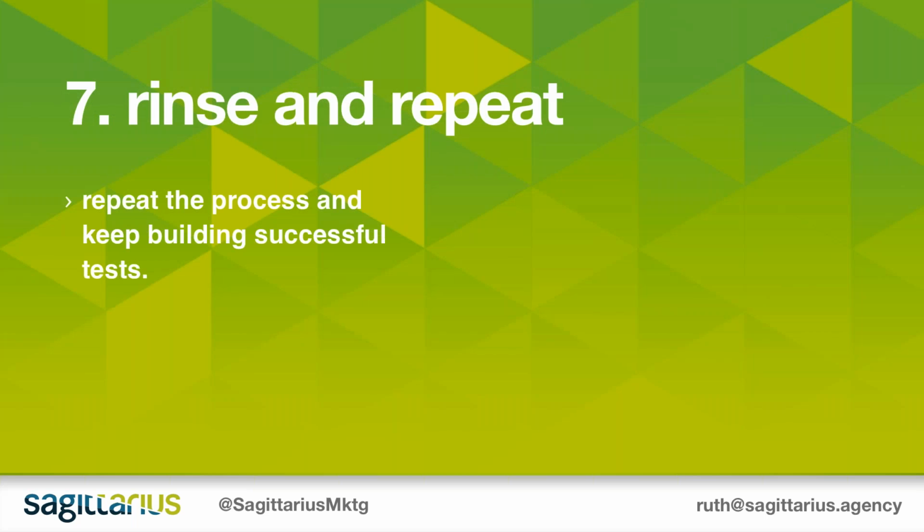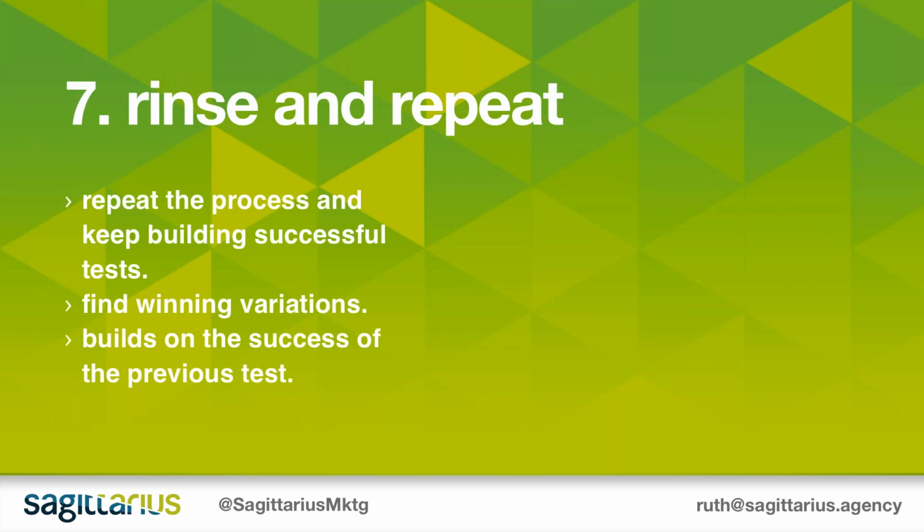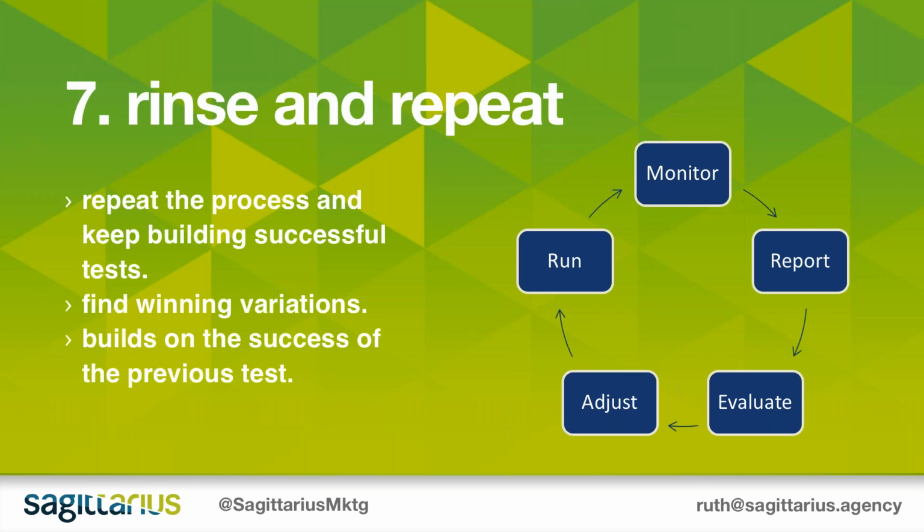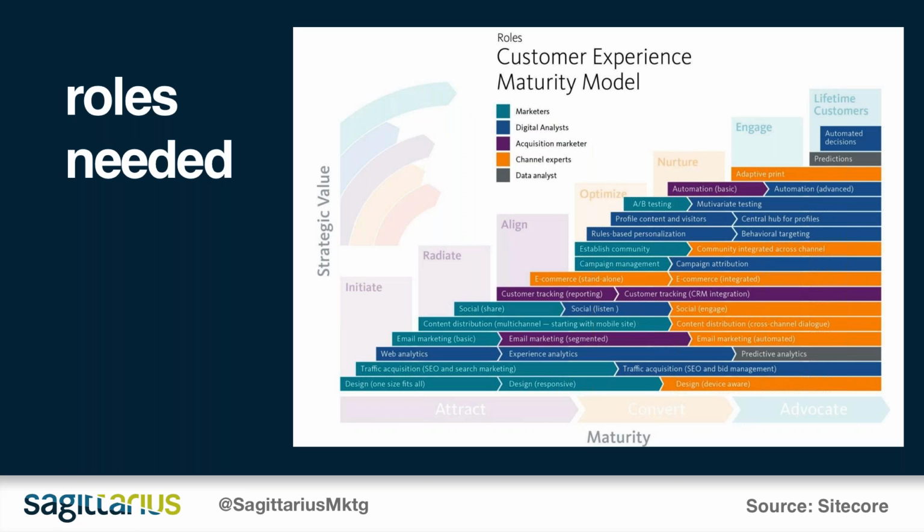And that kind of leads us nicely into the rinse and repeat. So you have to repeat the process and keep building up the successful tests. You need to find winning variations and build upon the success of the previous test. So it's monitoring, reporting, evaluating, adjusting and running again. And this is just a continual cycle. And all of this, unfortunately, requires a lot of dedication from the team, or potentially look at taking it out to agency. To actually run a CRO program well, you need to be looking at the data, analysing and implementing.